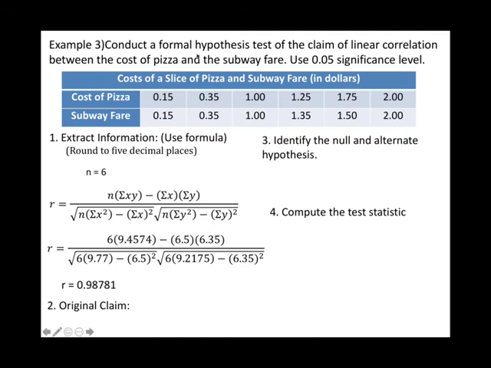Okay, original claim. With the claim statement here, test of the claim of linear correlation, I want to show there is a linear correlation. When there is a linear correlation between these two variables, it means rho cannot be equal to 0, right? Okay, the null hypothesis and alternate hypothesis. It's always to tell in here, right?